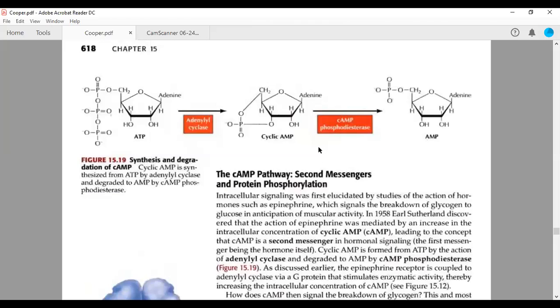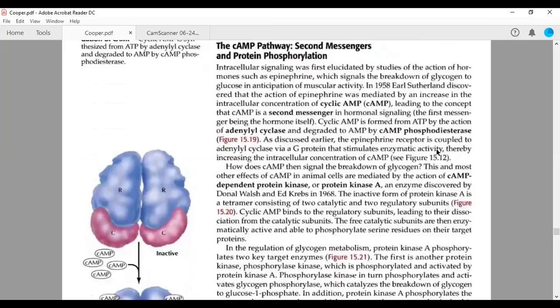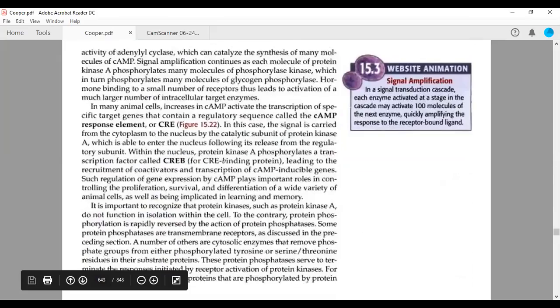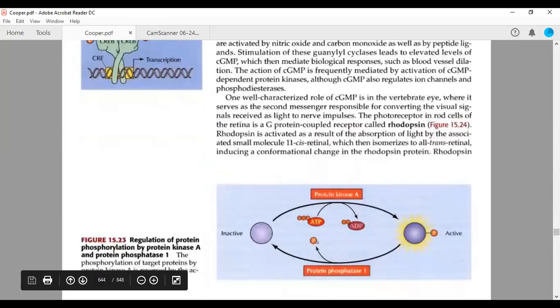Then this we have studied already, because adenylate cyclase is creating cyclic AMP, and phosphodiesterase is going to remove this cyclic AMP from the cells. Protein kinase A we have discussed, and so many things, CREB, CRE, all these things have been discussed in earlier classes.